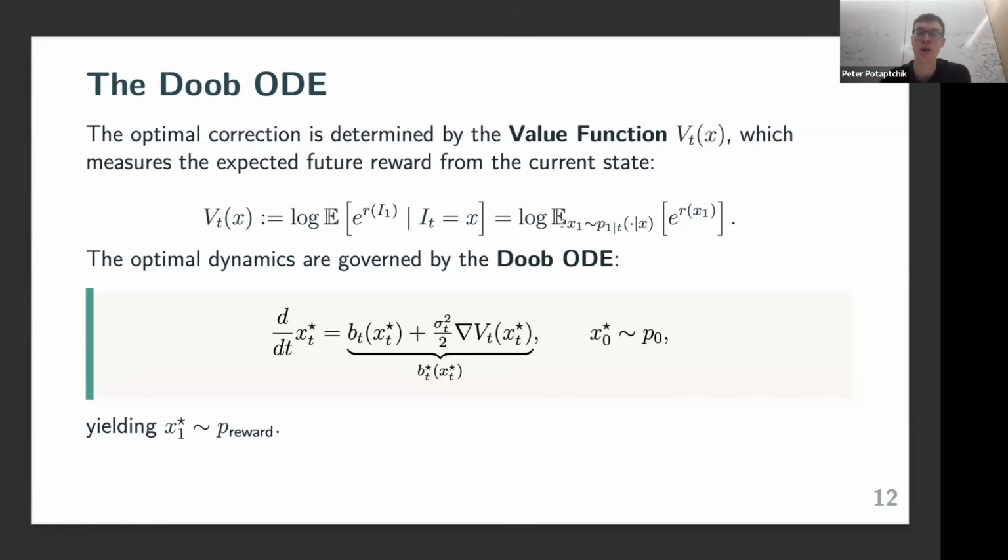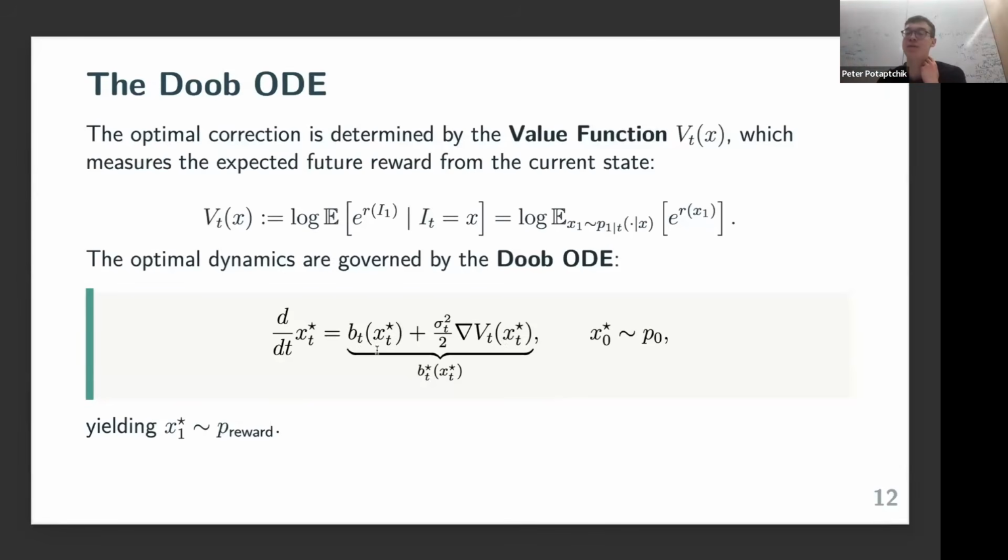So if we've defined this value function in this way, then you can show that the optimal drift b_t star to sample from the reward tilted distribution is going to be your original drift b_t of x plus some scalar coefficient times the gradient of the value function. Now, if you're interested in how we get this ODE, I'd be happy to talk about it later. It's well known in the literature and related to Doob's h-transform, but its exact form isn't that important. All you should take from this slide is that it's the original drift b_t of x, which we assume you already have, and then this gradient of the value function, which intuitively points us in directions of high expected future reward.